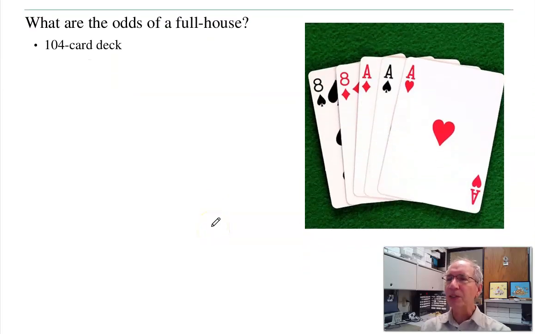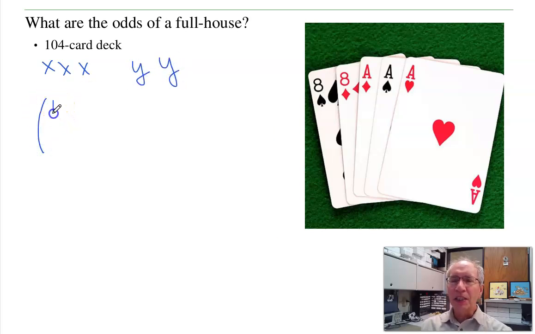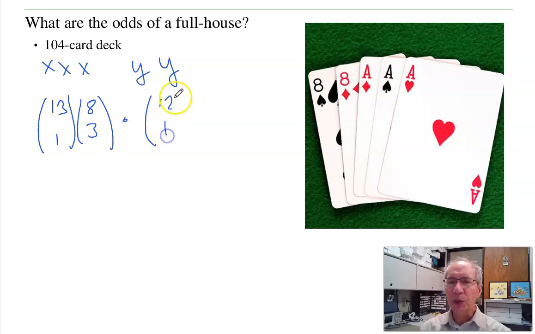Let's try full house. Again, for a full house, I'm going to get XXX, YY. To calculate it, there are 13 different values. Choose 1 for X. There are 8 X's. Choose 3. For Y's, there are 12 remaining values for Y. Choose 1. Of the 8 Y's, choose 2.